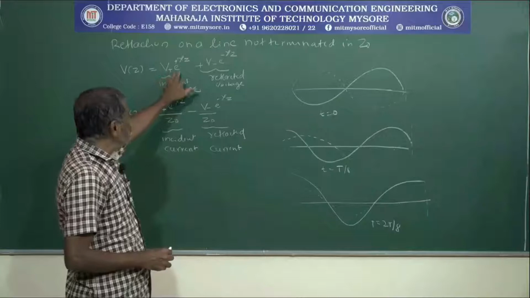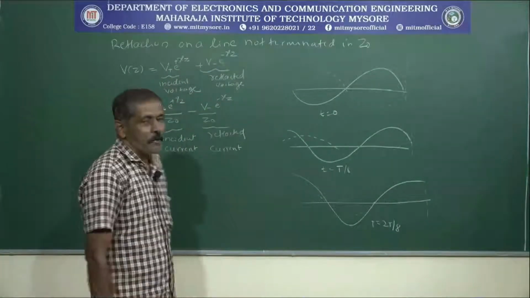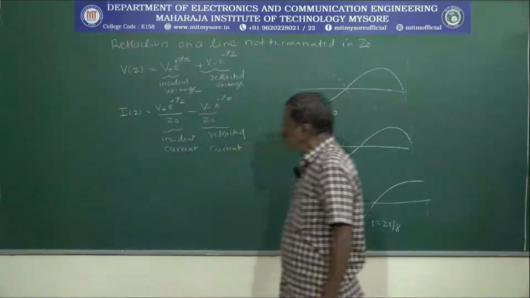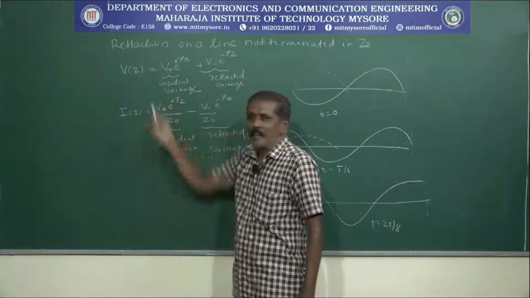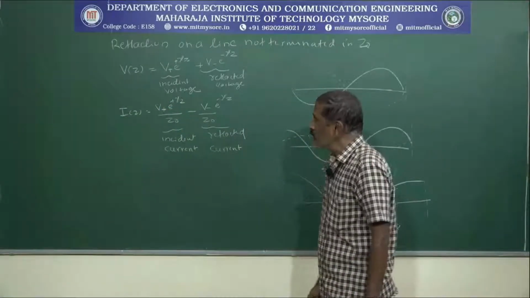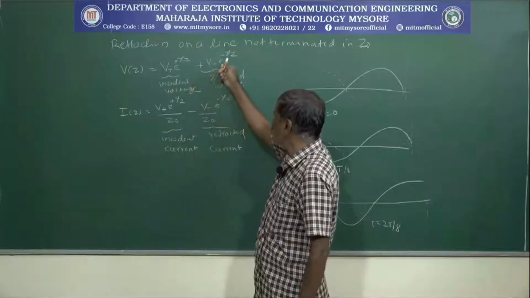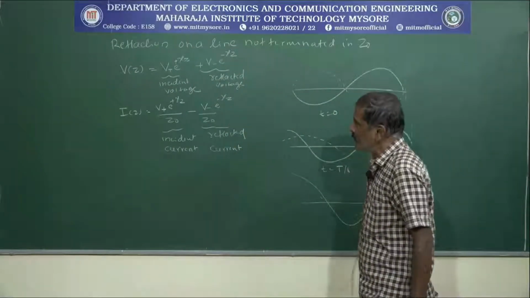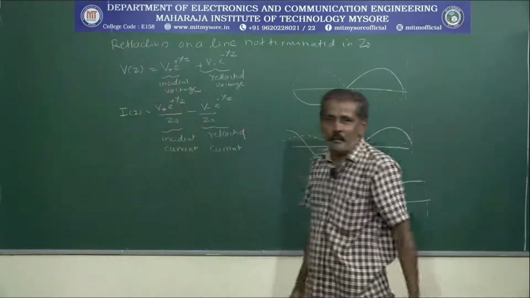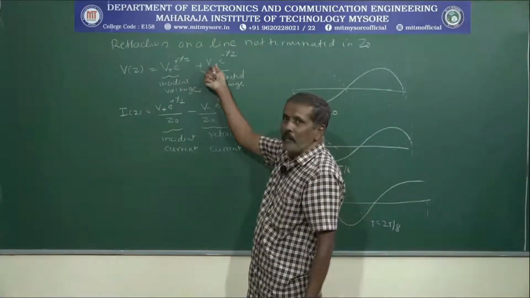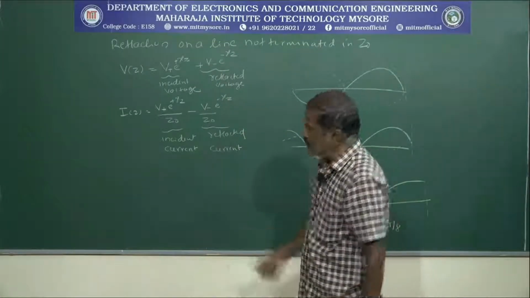Now, V of Z is the voltage. This is equal to V plus e to the power of gamma Z plus V minus e to the power of minus gamma Z. V of Z means the voltage at any point Z. In this, whatever the plus term is, this is the incident voltage, and whatever the V minus term is, this is the reflected voltage.